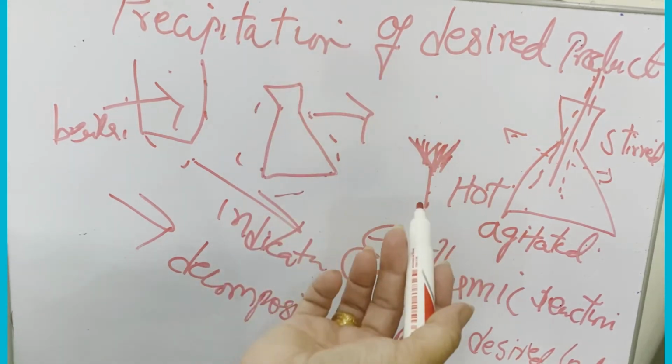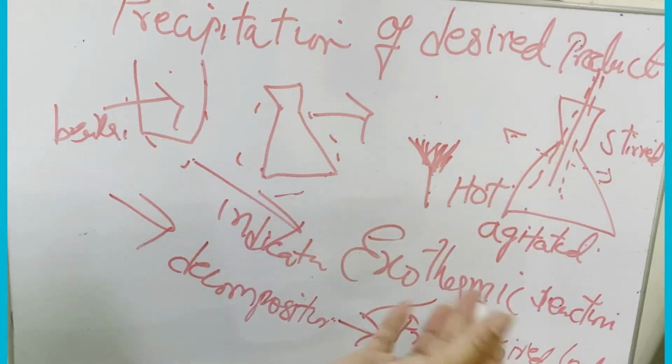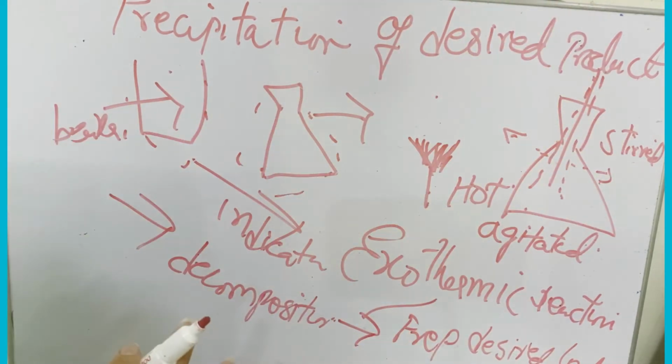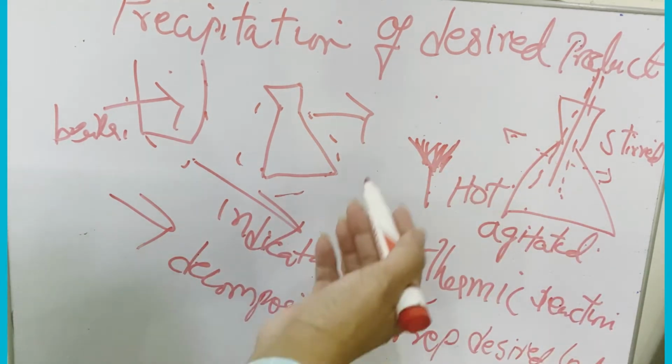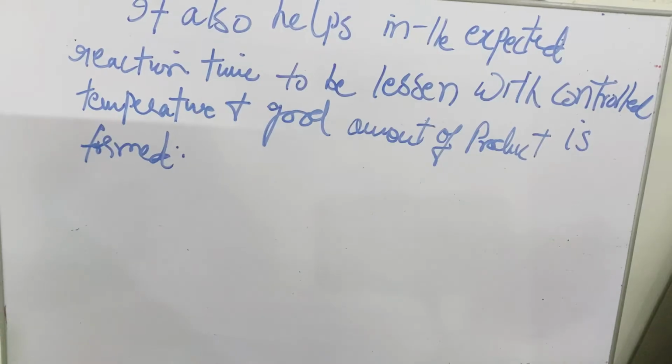Now mechanical agitation is recommended when bulk of the compounds or large quantities are mixed together. Usually we use mechanical agitation when there's a huge quantity of compounds that are going to be mixed together. So they need to be agitated with the help of mechanical stirring.